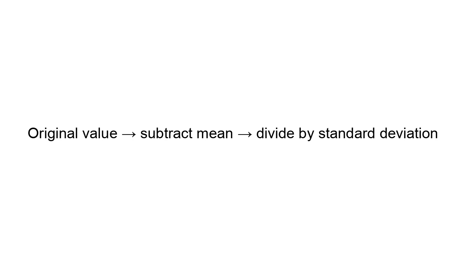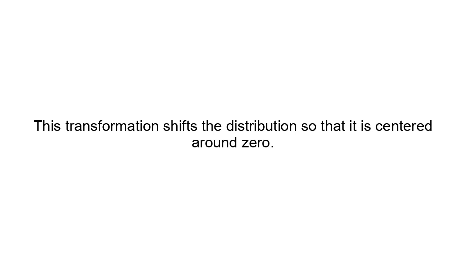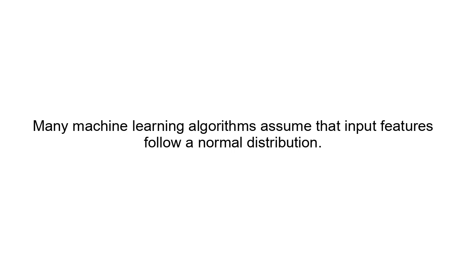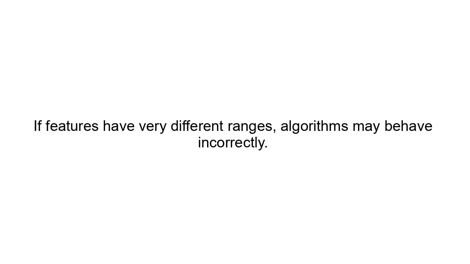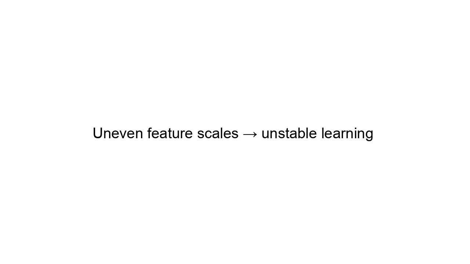Phi of Z approximately equals 88.5%, where X equals original value, mu equals mean of the feature, sigma equals standard deviation, Z equals standardized value. Example concept: original value means subtract mean means divide by standard deviation. This transformation shifts the distribution so that it is centered around 0.